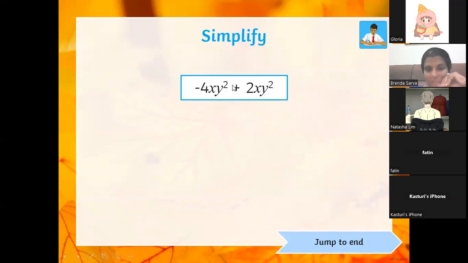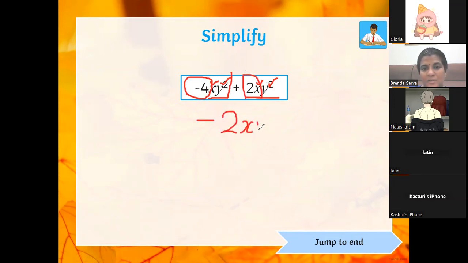Negative 4x squared plus 2xy squared. So remember, is this a term that is the same? X, y squared, x, y squared. So it's the same term. All you need to do is work on negative 4 plus 2. Answer, negative 2x y squared. The term stays the same. Can you see that?